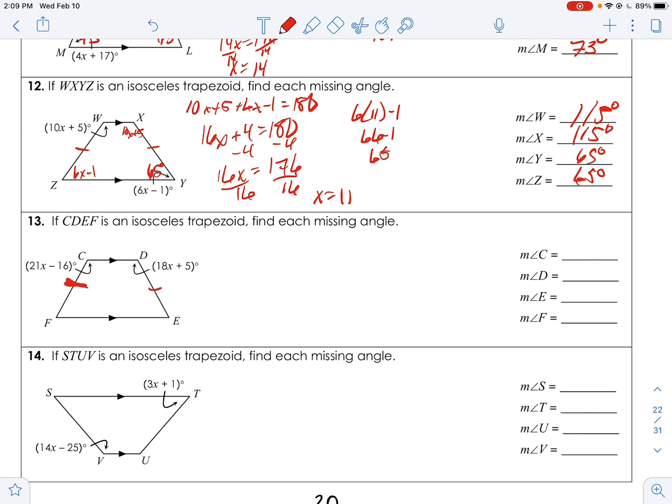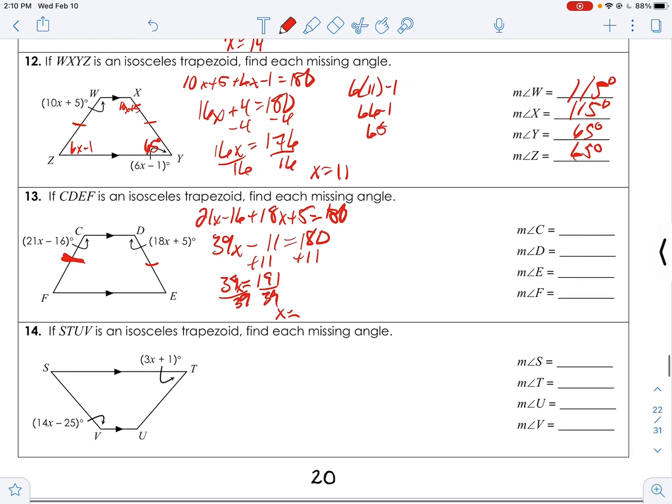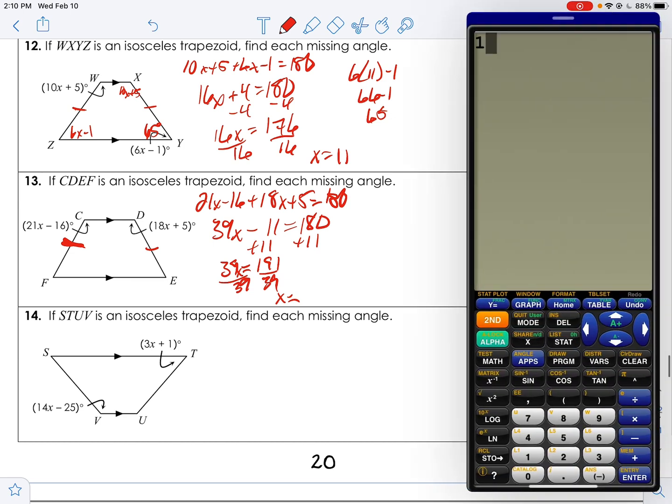If CDEF is an isosceles trapezoid, find the missing angle. Those are again consecutive, so 21x minus 16 plus 18x plus 5 equals 180. 39x minus 11 equals 180. Add 11. 39x equals 191. Divide by 39. Let's see, 191 divided by 39. Well, that doesn't seem to go.